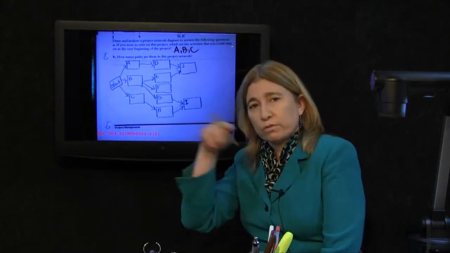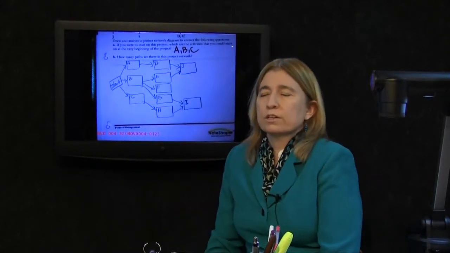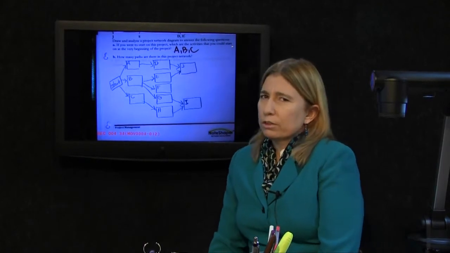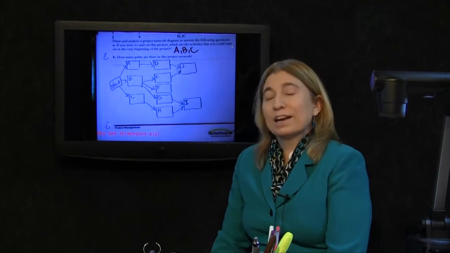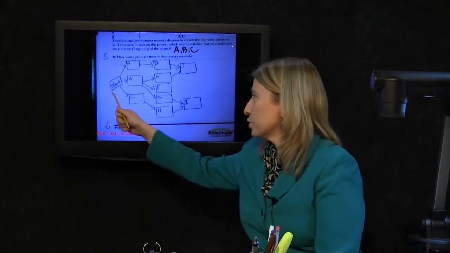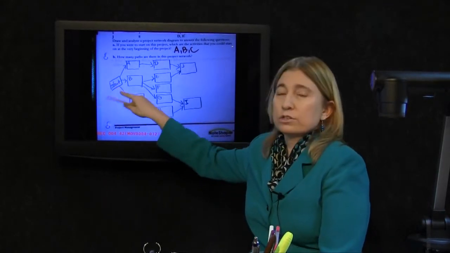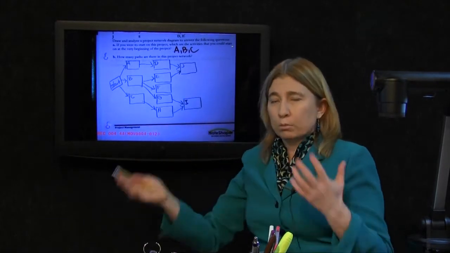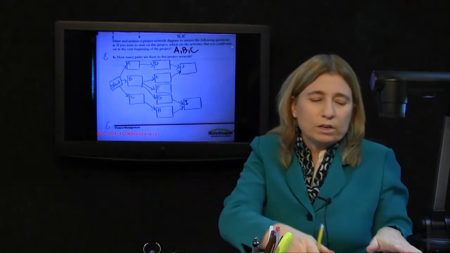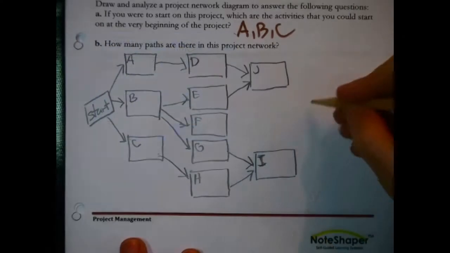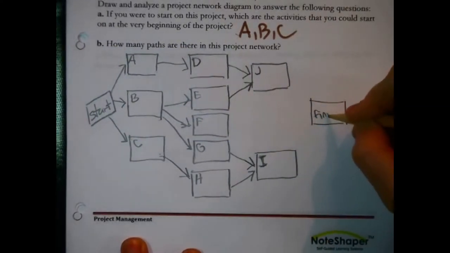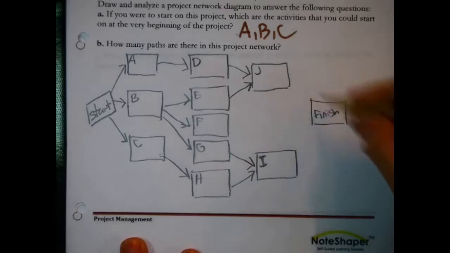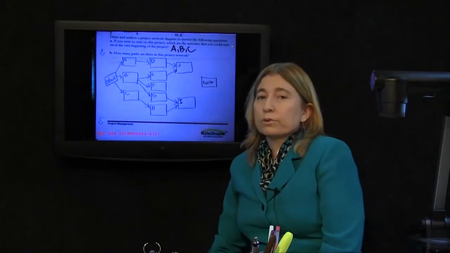I have nodes for each of the activities. The network's not done yet though. The network is not finished until it has a finishing node. Just as every project has a start, every project has a finish, a moment in which the whole project is done. We need to draw that and label it. Finish. Ta-da, we're done.